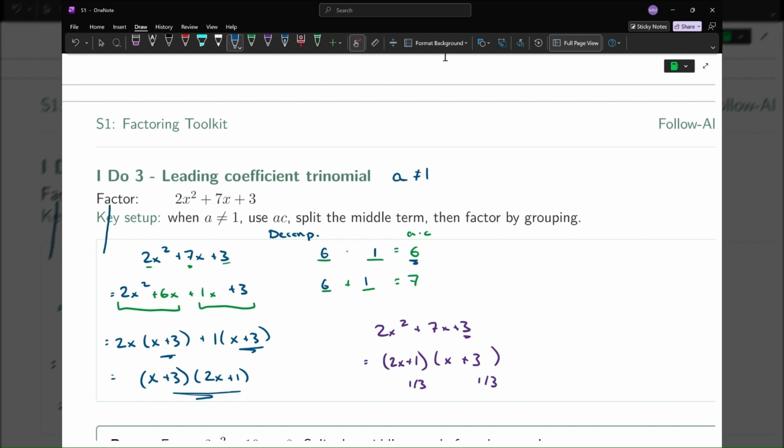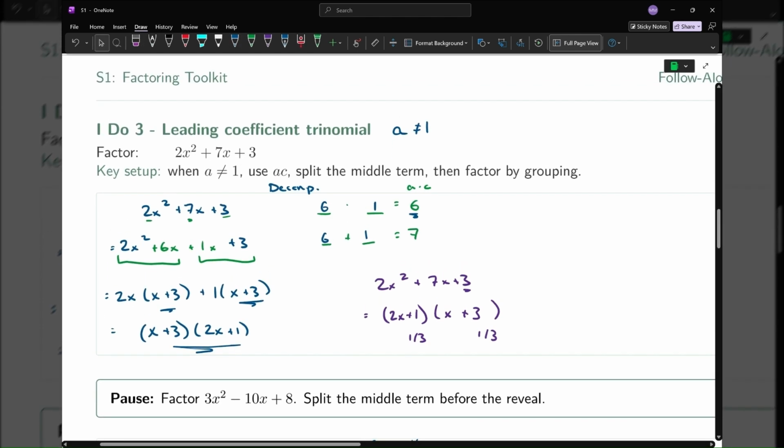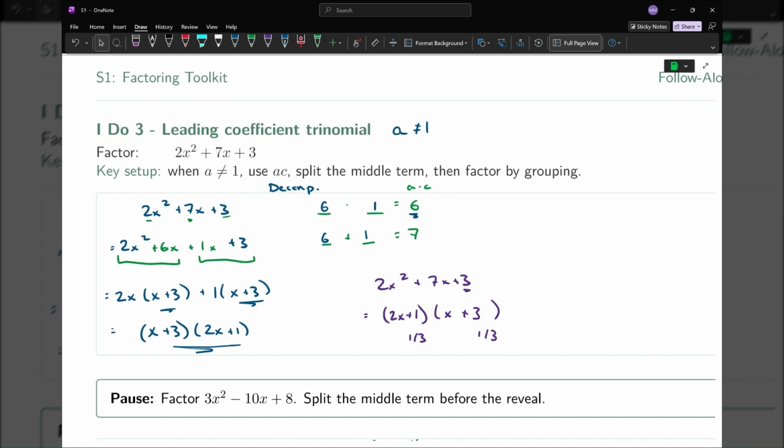Okay. Let's try another question. Okay, so your turn. Factor 3x squared minus 10x plus 8. And again, do whatever you want, right? You can do decomposition. You can do inspection. I'll show a little crisscross method on this next one, but yeah, do this how you want.